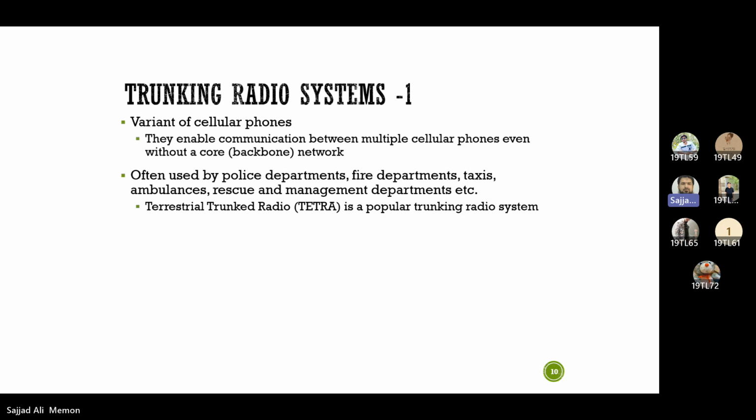If you see some military-based content, maybe a movie or drama, you will always see a person carrying a bag with an antenna and a particular set of phone. That is an example of a trunking radio system, where you have a radio that is transmitting and you have the receiver. So you can communicate with a transmitter that is far from you. There is no need for a backbone; basically these are the transmitter and receiver communicating via that channel.